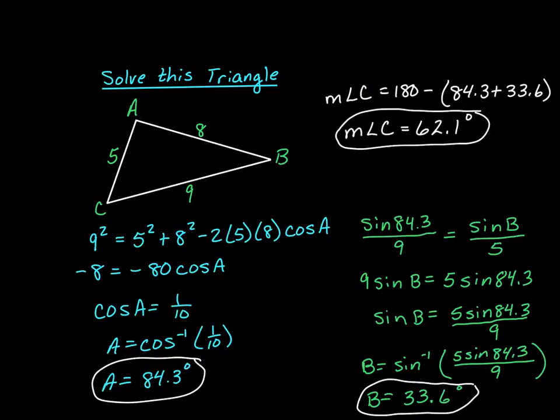All right, welcome back. So the first thing we did is we used law of cosines. I found angle A first, and then I used this value with the law of sines to find angle B, and then I used these two angles to find the measure of angle C. It does not have to be done in this order. It can be done using any order that you want, but the result will still be the same.